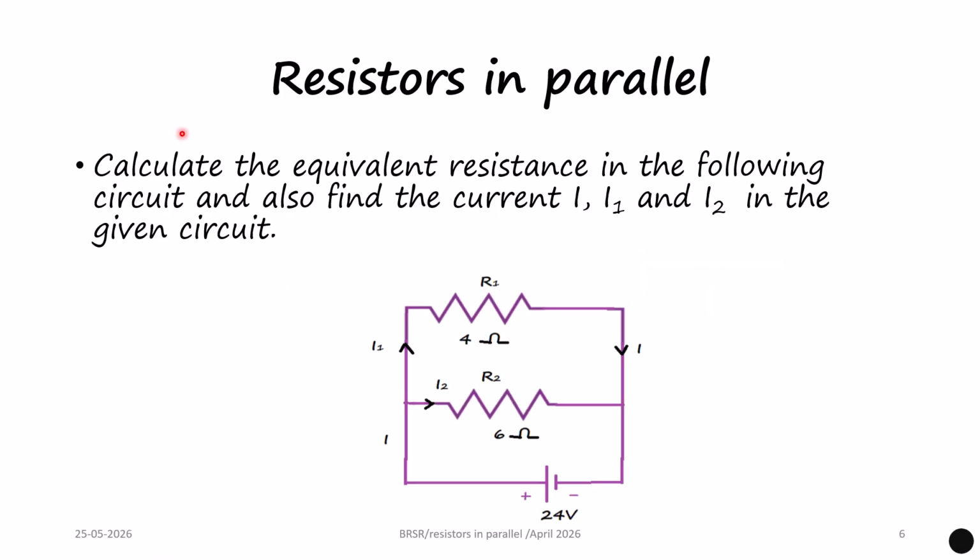Let us see an example to calculate the equivalent value of the resistance and the current flowing through the individual resistances when they are connected in parallel. Here we see two resistors, 4 ohms and 6 ohms, connected in parallel to a voltage source of 24 volts. Let us see how to calculate the equivalent resistance and the current through each resistor.